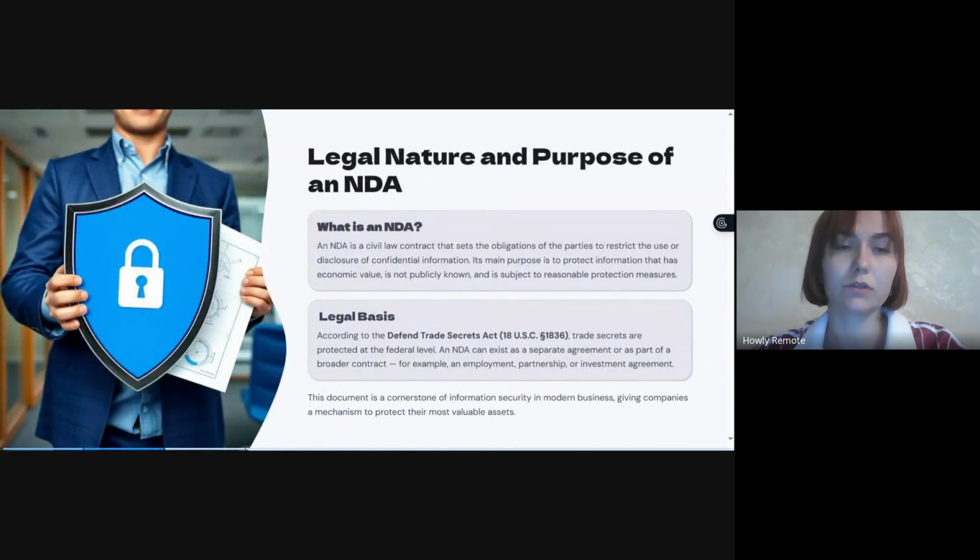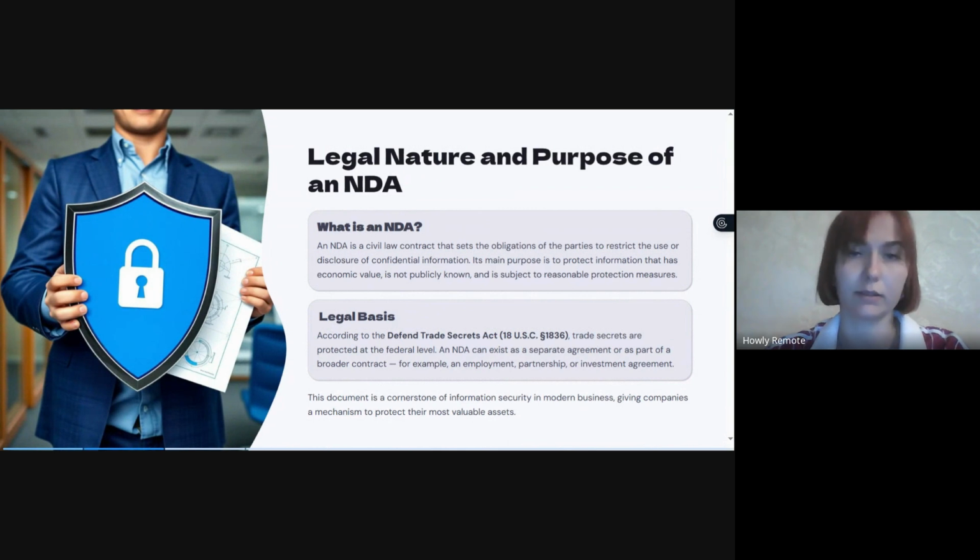A non-disclosure agreement is a type of civil contract. It is an agreement between two or more parties that sets rules for how confidential information should be handled. The main purpose of an NDA is to protect information that has value for a business, is not known to the public, and is protected by reasonable security measures.